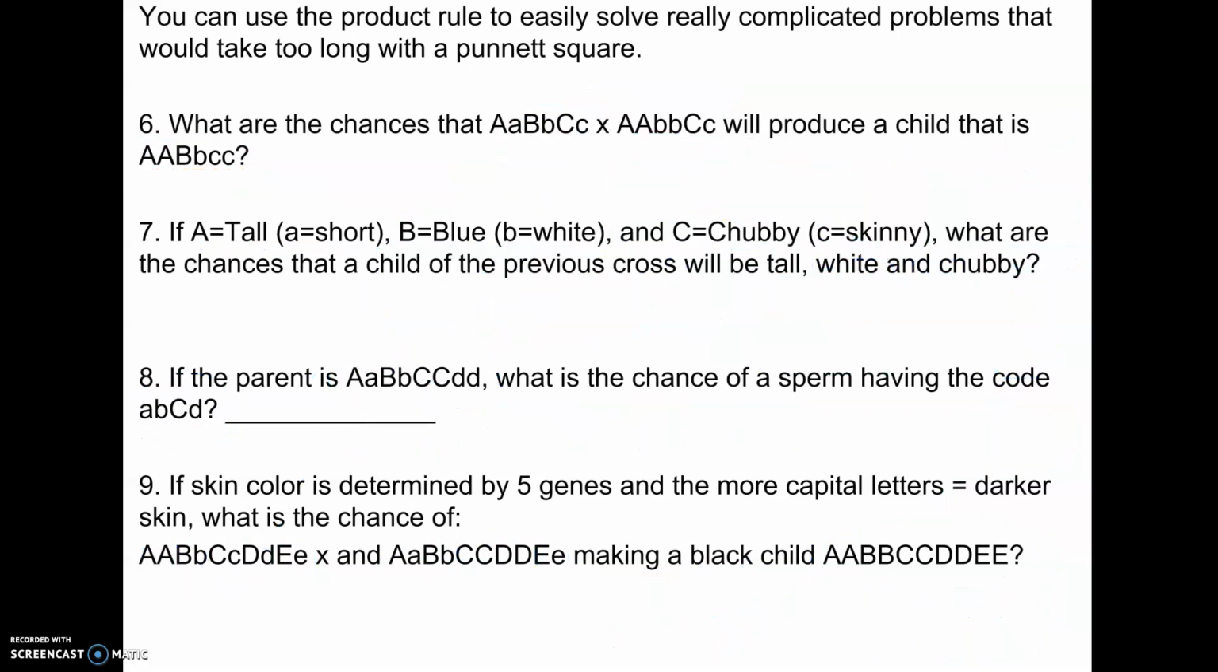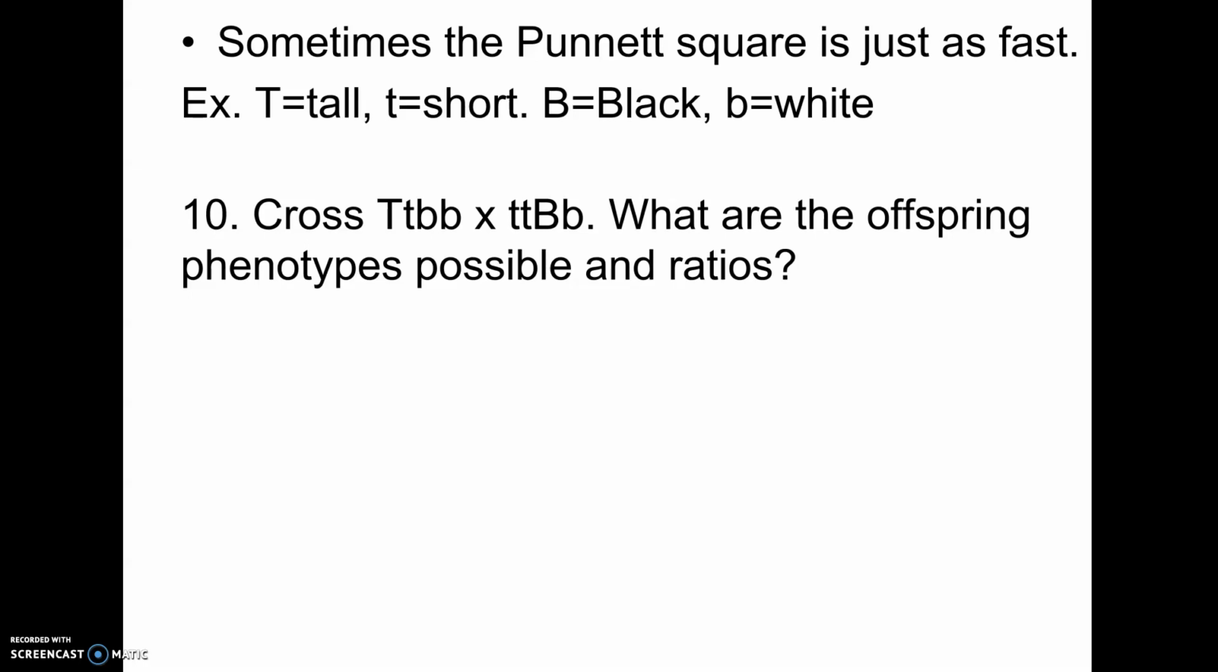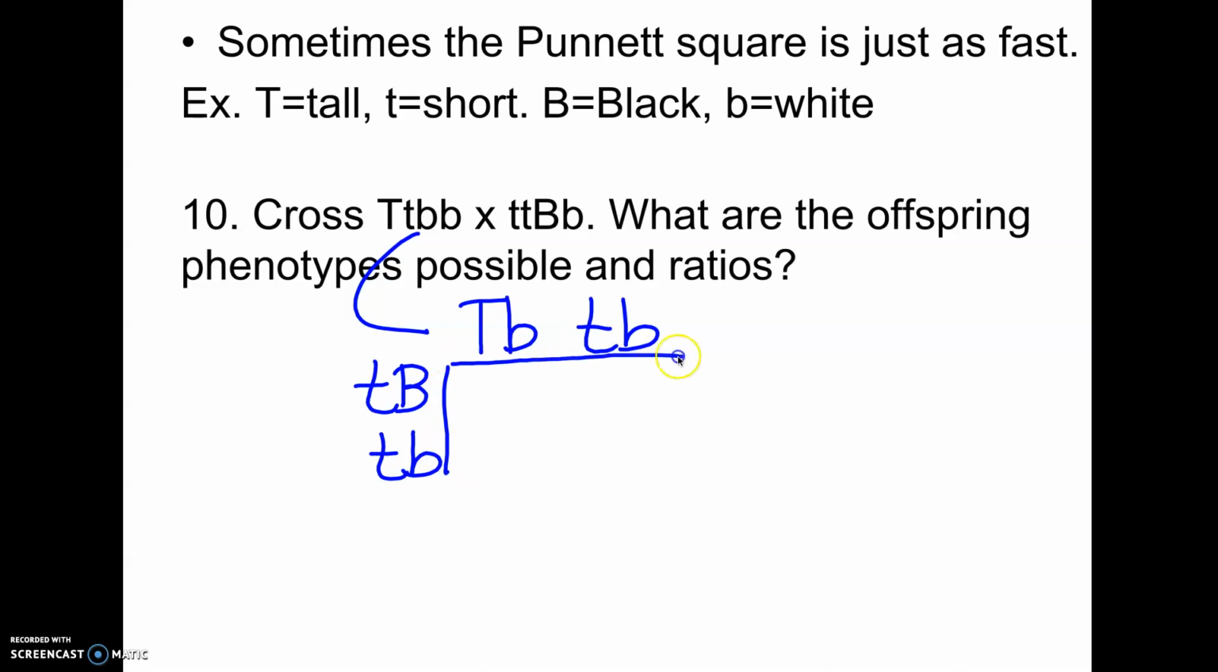Now, last but not least, sometimes it is just as fast to do these with a Punnett square. This one can give a copy of big T and little b, or little t and little b. The other parent can give little t with big B or little t with little b. These are the sperm or eggs they can make. Notice it's just 1 T and 1 B. And then you put them back together.